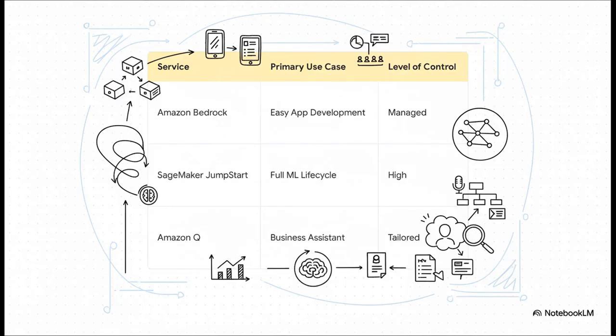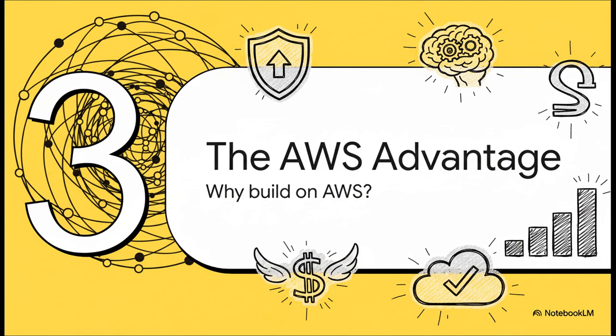So the main takeaway here is just picking the right tool for the job. It's pretty simple. As you can see, if you want easy app development and you want AWS to do the heavy lifting, Bedrock is your go-to. If you need complete control over the entire ML process, you'll want SageMaker JumpStart. And for that tailored, secure assistant for your business, you've got Amazon Q. Okay, so we've seen the tools. Now let's talk about the payoff.